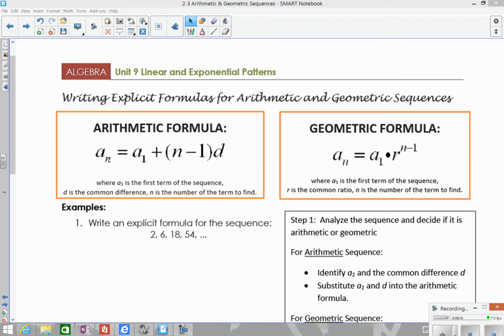Hi guys, today we're going to look at how to find the explicit formulas for arithmetic and geometric sequences.